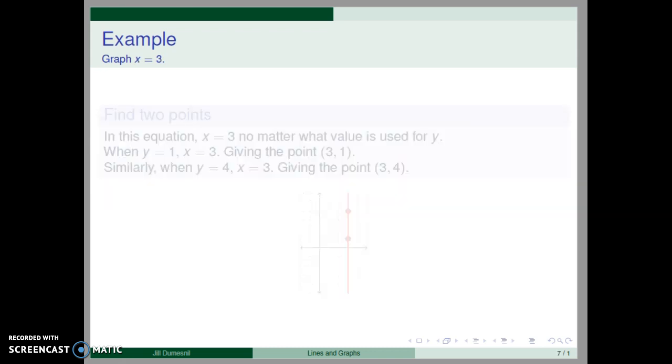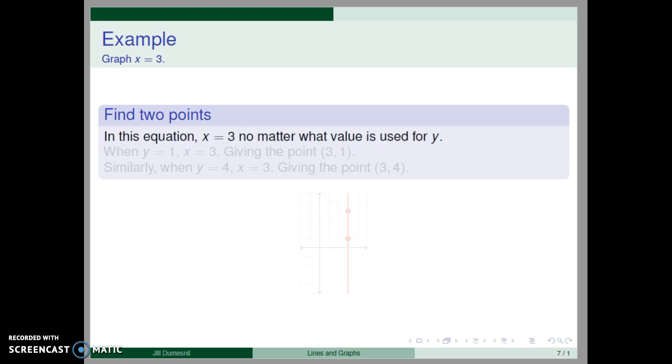Finally, let's graph the equation x equals 3. We need to find 2 points on the line. In this equation, however, x is always 3, no matter what y value is used. So when y is 1, x is 3. This gives the point (3, 1). Similarly, when y is 4, x is 3. This gives the point (3, 4). This time I'm choosing my y values arbitrarily because x is always 3.